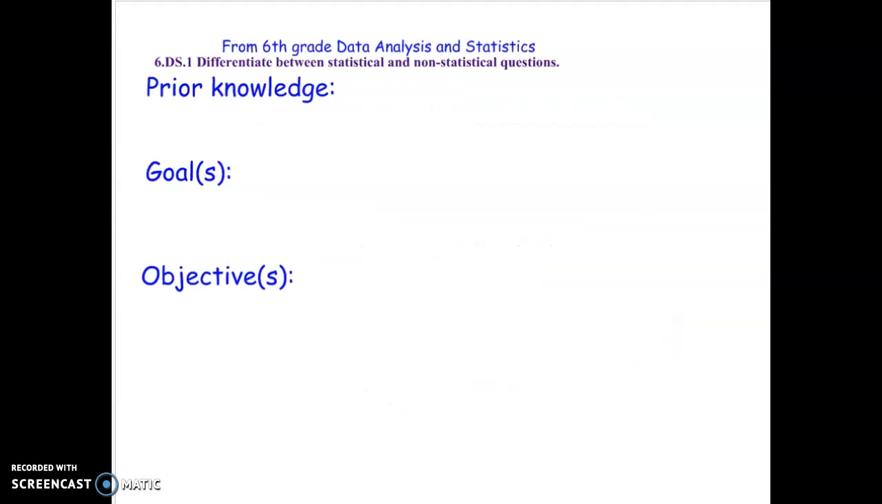Okay, so let's look at one standard from each grade level, if the video lasts that long, and we're going to talk about your goals and objectives activities that you're going to turn in for me, but also kind of how you're going to think about this as a classroom teacher. So here's a sixth grade standard, data analysis and statistics. The first thing you have to identify for yourself is, what do my students already know about this?